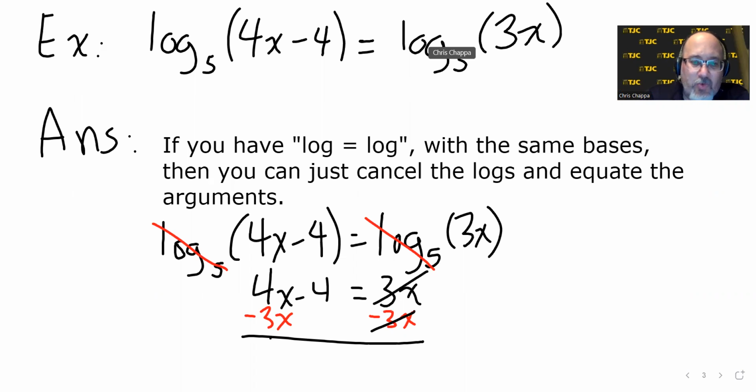4x minus 3x is 1x, or just x. Minus 4, and on the right side, everything canceled. Now it just says x minus 4 is equal to 0. This means x is equal to 4.